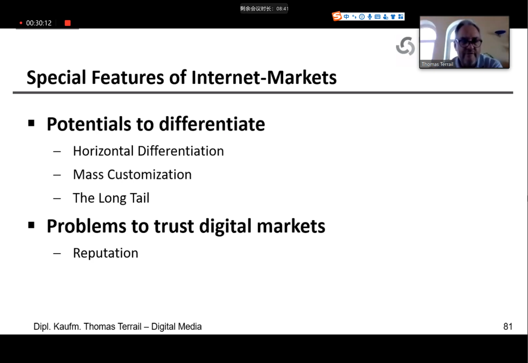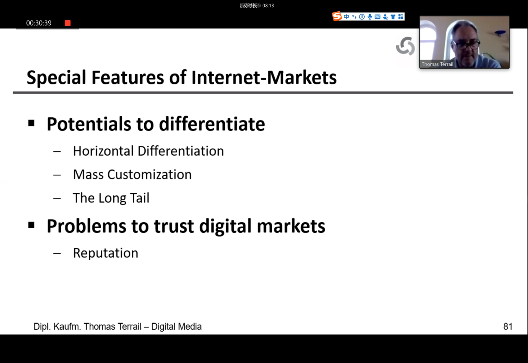So we have different potentials to differentiate: horizontal differentiation, mass customization, and long tail. We will discuss it after this on the next pages. And the problems to trust digital markets.